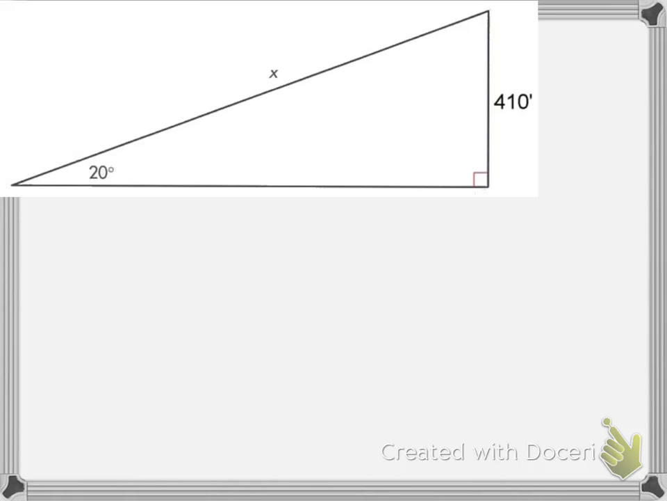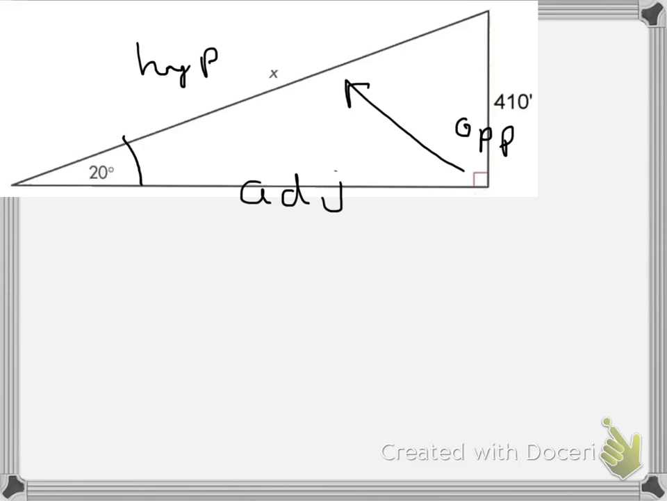So right away, I know that I need to think about, in terms of this angle here, I need to think of this as the opposite. This would be the adjacent, and no matter what, opposite the 90 degrees is always the hypotenuse. So we have to think about what we have. We have the opposite, and we have the hypotenuse here.